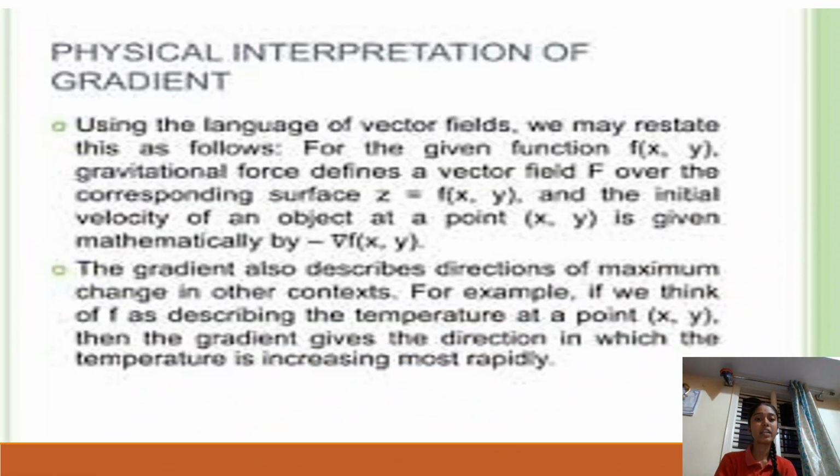Let us know the physical interpretation of gradient. Using the language of vector fields, we may restate this as follows. For the given function f of x, y, gravitational force defines a vector field f over the corresponding surface z is equal to f of x, y, and the initial velocity of an object at a point x, y is given mathematically by minus lambda f of x, y. The gradient also describes directions of maximum change in other contexts. For example, if we think of f as describing the temperature at a point x, y, then the gradient gives the direction in which the temperature is increasing most rapidly.